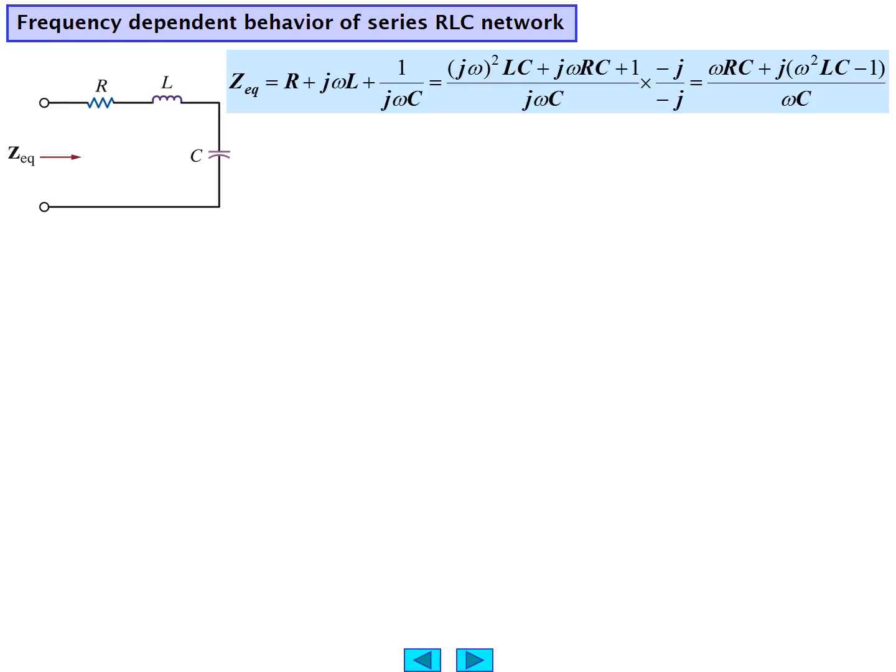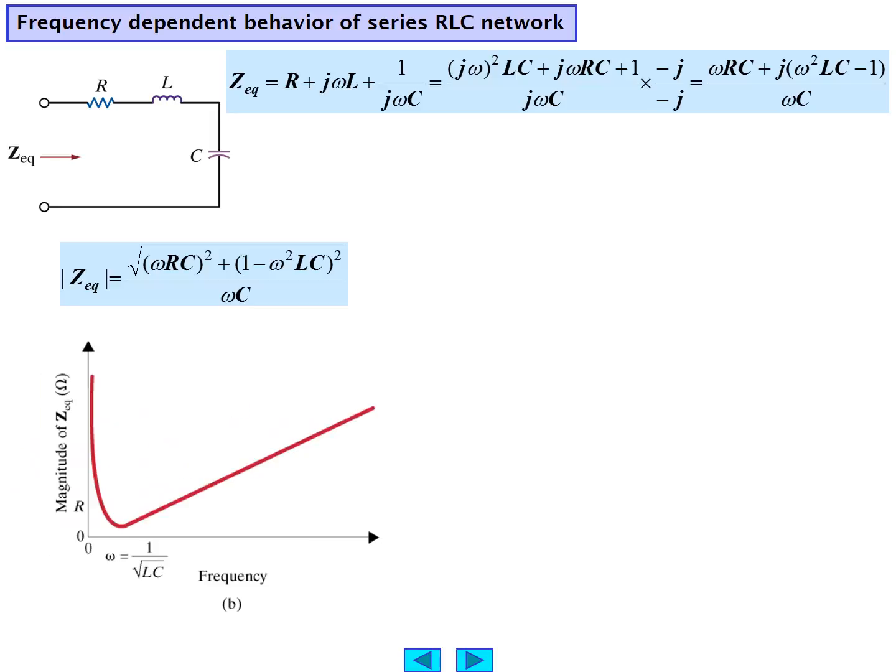We can also normalize that by multiplying top and bottom by minus j, and we end up with omega RC plus j times the quantity omega squared LC minus 1, divided by omega C. The magnitude then would be the magnitude of that impedance, and that's the square root of (omega RC) squared plus the quantity (1 minus omega squared LC) squared, divided by omega C. That's essentially just a squared plus b squared, because we have a real part and an imaginary part in the numerator. So we'll take a squared plus b squared, and we'll take the square root. And of course, the denominator is wholly real at omega C, so we don't have to do anything with that.